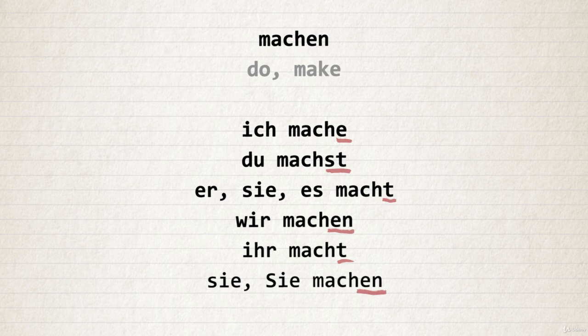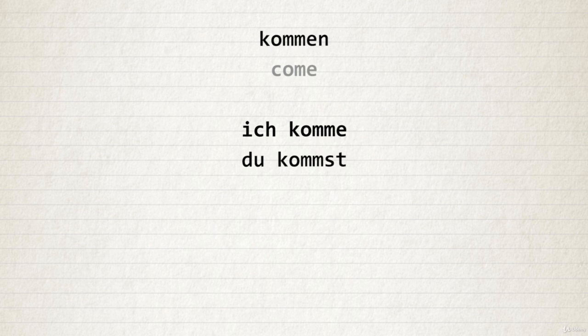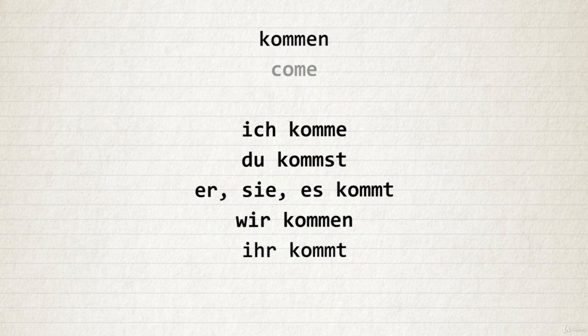Easy as that. Let's try it again with a different verb. For example, kommen, to come. Cut off the infinitive ending en. Add the present tense endings: e, st, t, n, t, n. Ich komme, du kommst. Er, sie, es kommt. Wir kommen, ihr kommt, sie kommen. Good job!